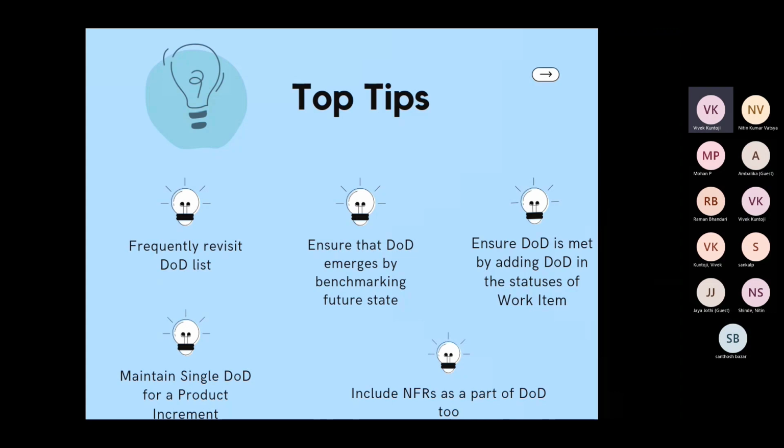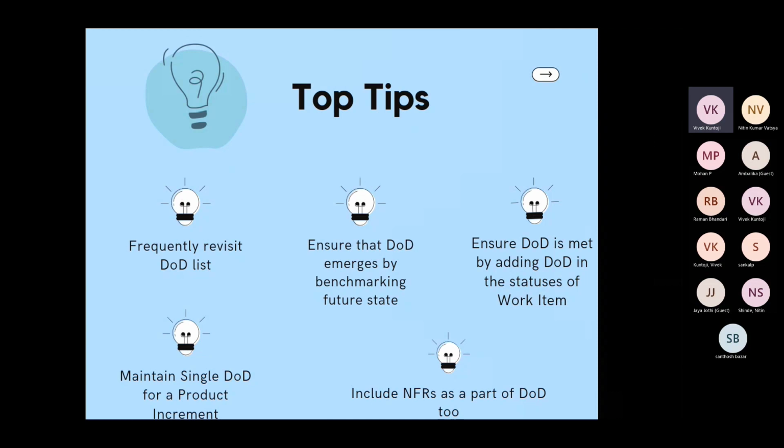Okay. The second tip is to ensure that your DoD emerges by benchmarking the future state. That means, as I mentioned, it has to be revisited frequently. Your DoD has to emerge the way the requirements and the changes emerge in Agile. Similarly, your DoD list should also emerge.